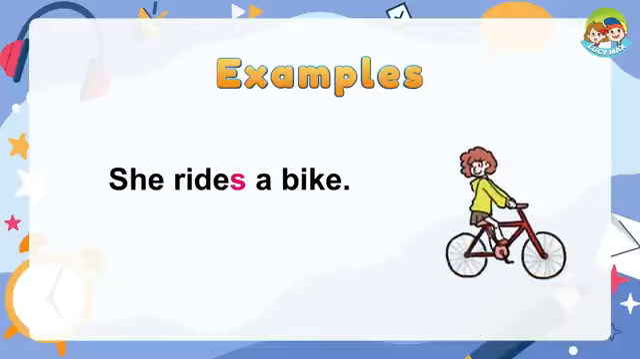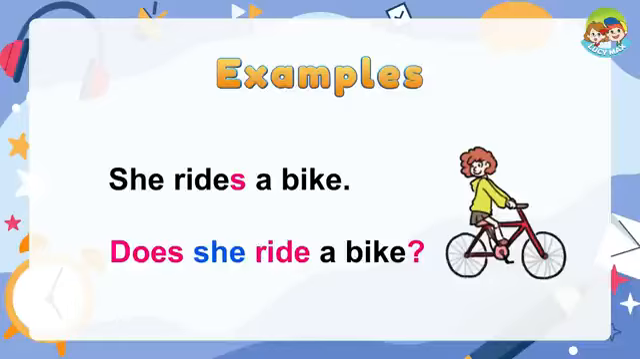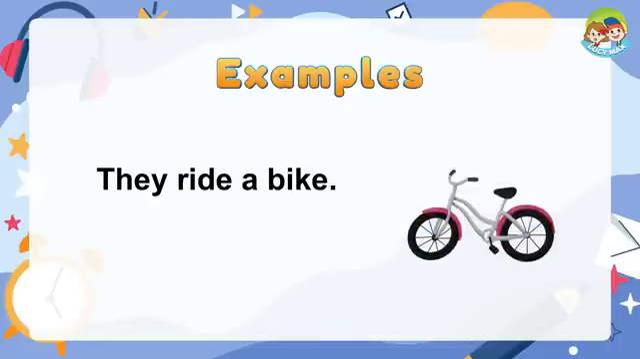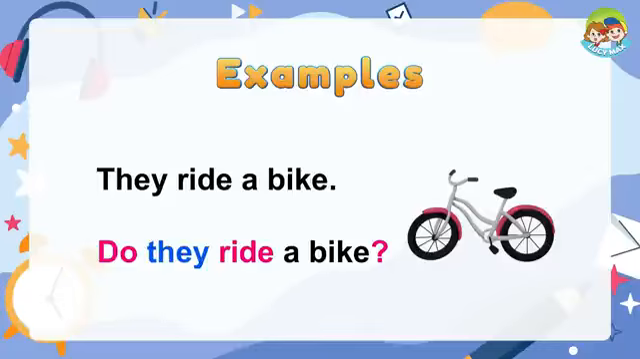She rides a bike. This goes to, does she ride a bike? They ride a bike. The question form is, do they ride a bike?